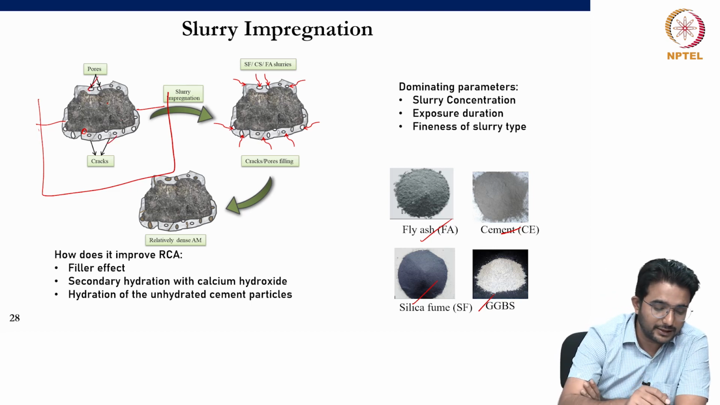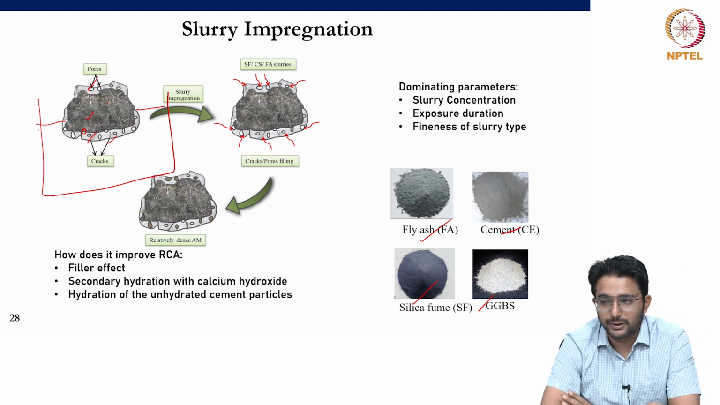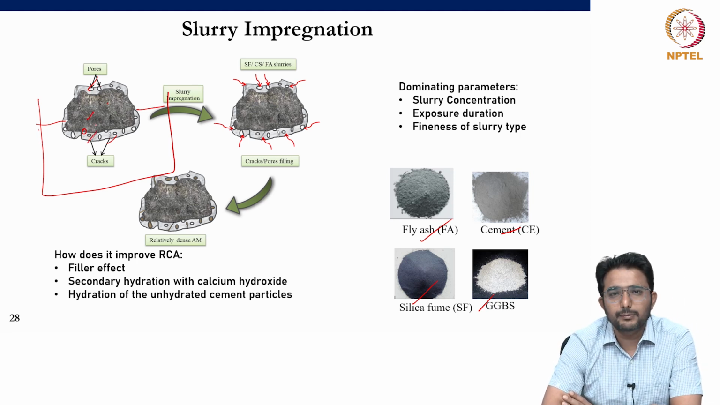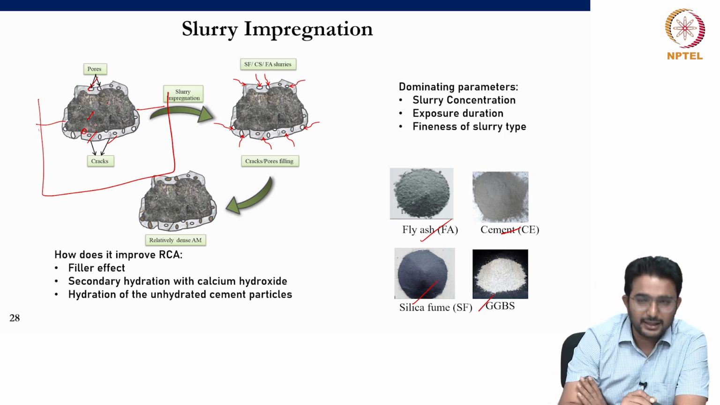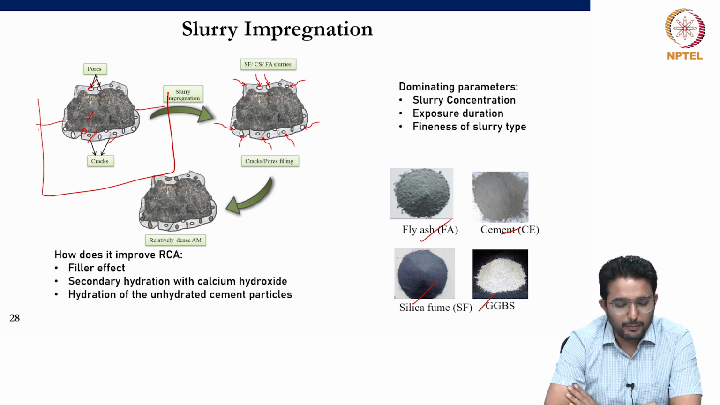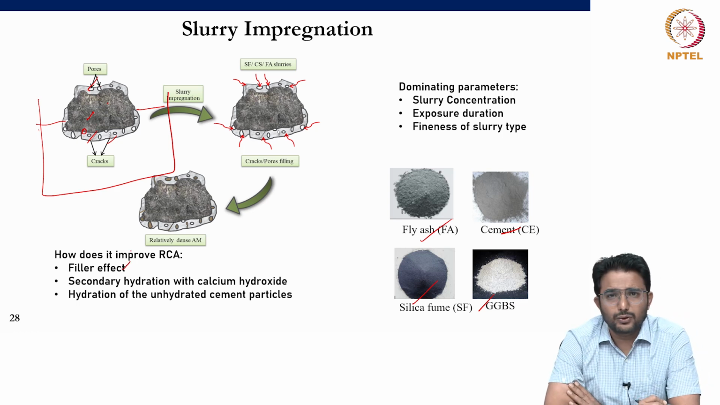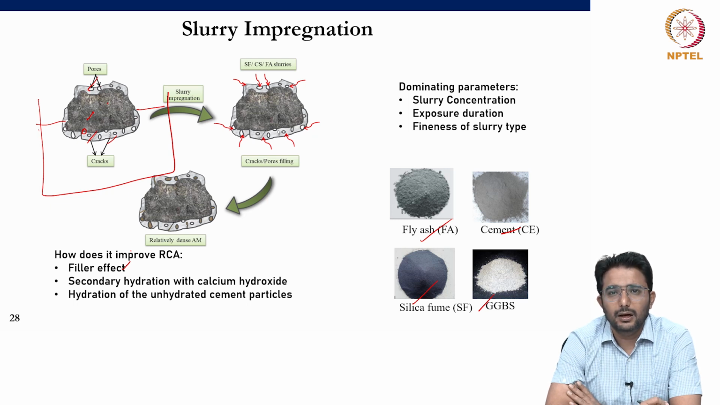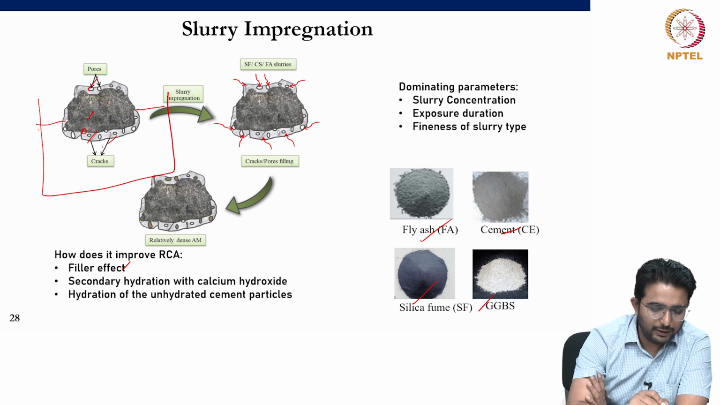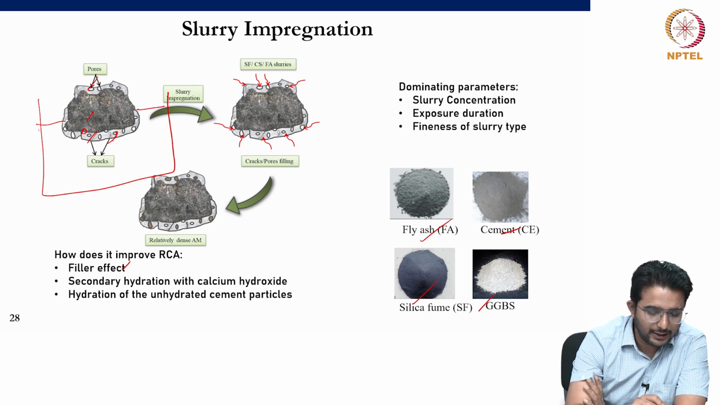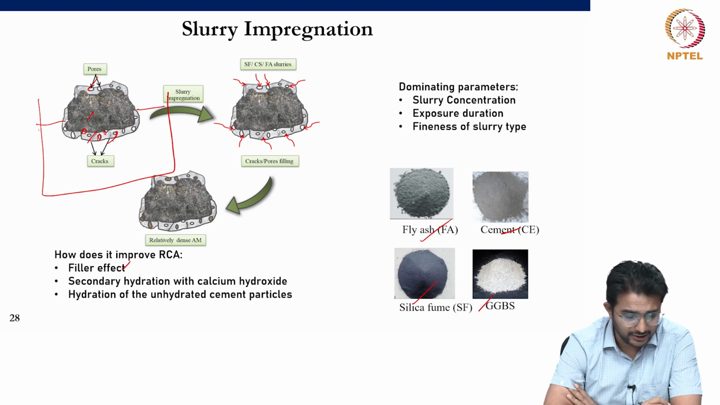In fact, in some cases the interfacial transition zone between the aggregate and the mortar has been seen to be enhanced. So how does this mechanism work? There are basically three mechanisms by virtue of which the slurry impregnation technique works. The first is the filler effect. When we use some material which is highly fine, obviously it will go inside the added mortar and be able to fill these pores. So that is the filler effect.